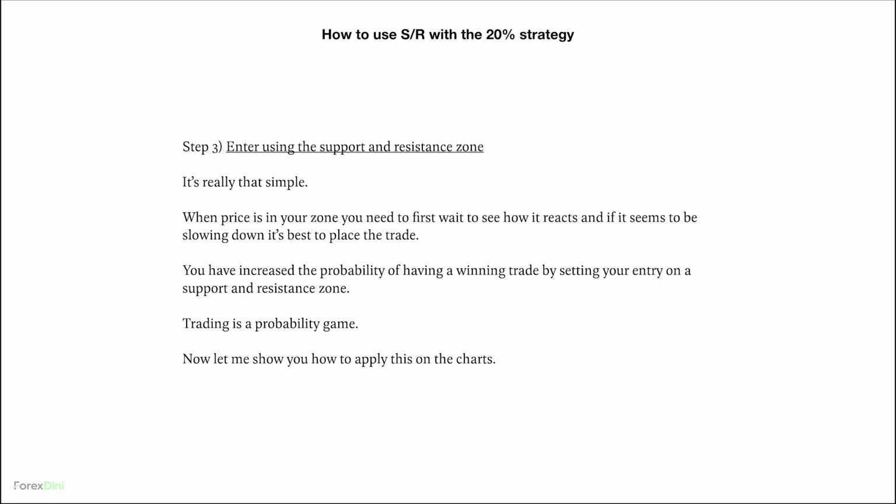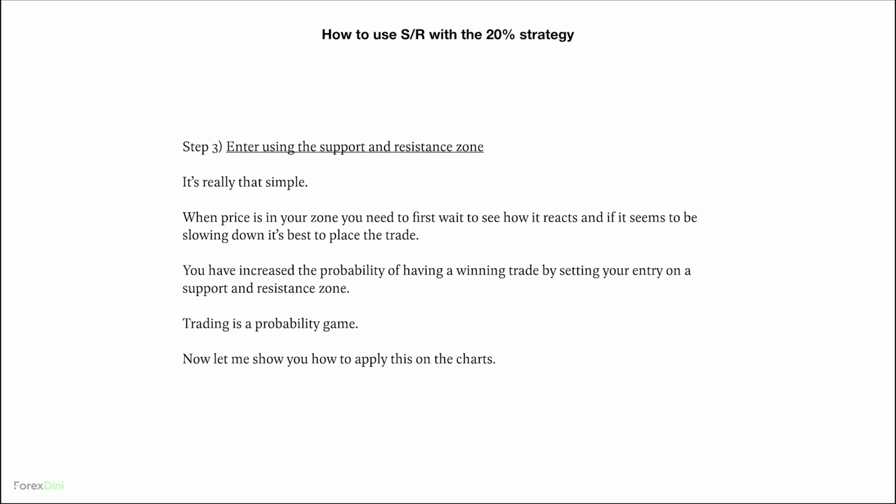Step number 3, enter using the support and resistance zone. It's really that simple. When price is in the support and resistance zone, you need to first wait to see how it reacts. Is it slowing down? Is it increasing in volume? What exactly is happening? And if it seems to be slowing down, it's best to place the trade.